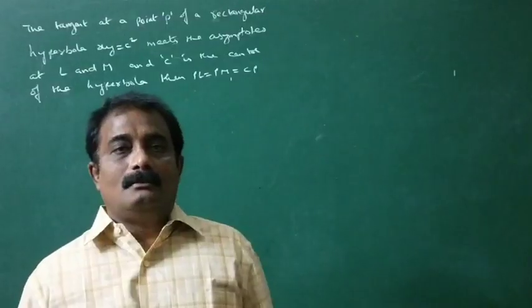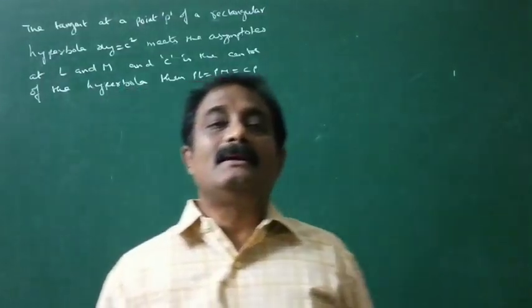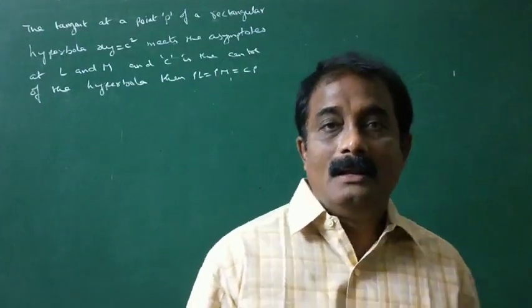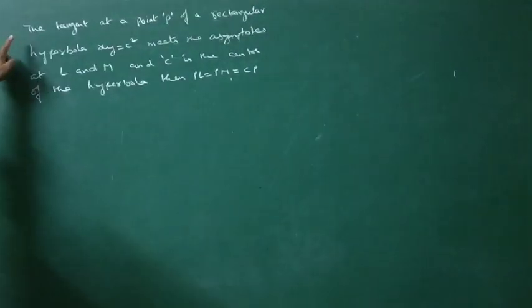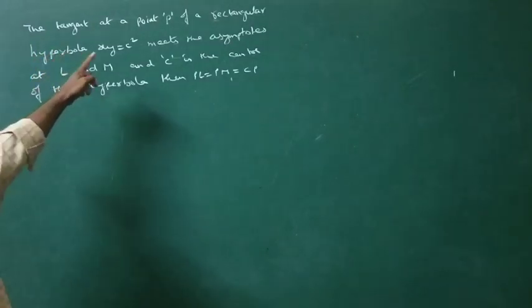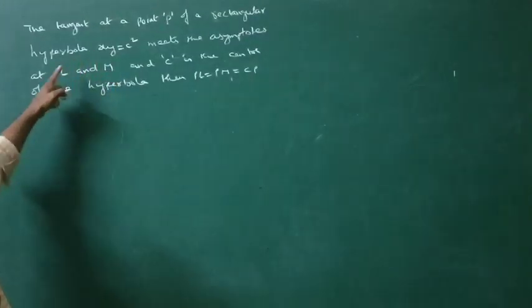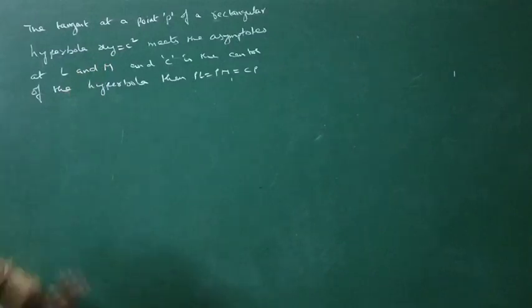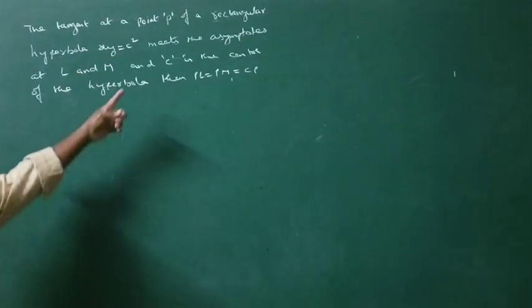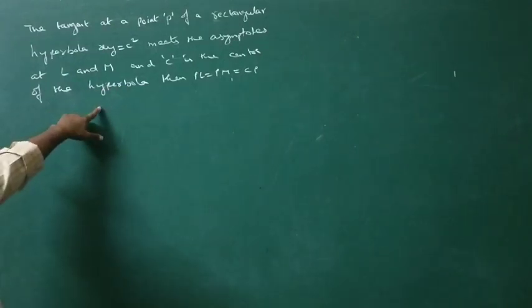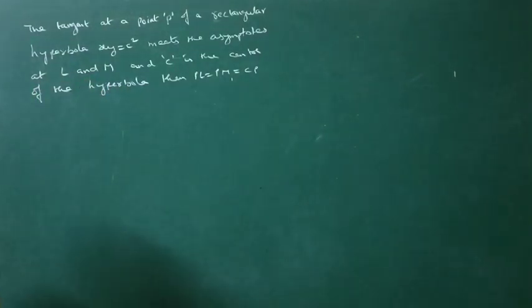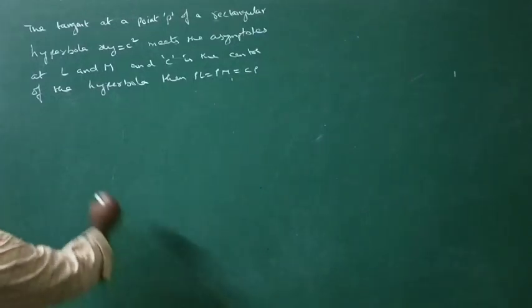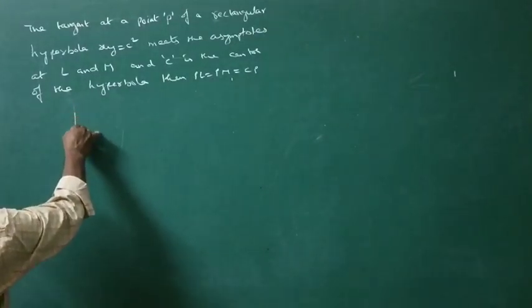Okay. Now I am explaining property number 3. Now listen carefully. The third property is the tangent at a point P of a rectangle hyperbola xy equal to c square meets the asymptotes at L and M and C is the center of the hyperbola. Then PL equal to PM equal to CP. Now I will draw a diagram.